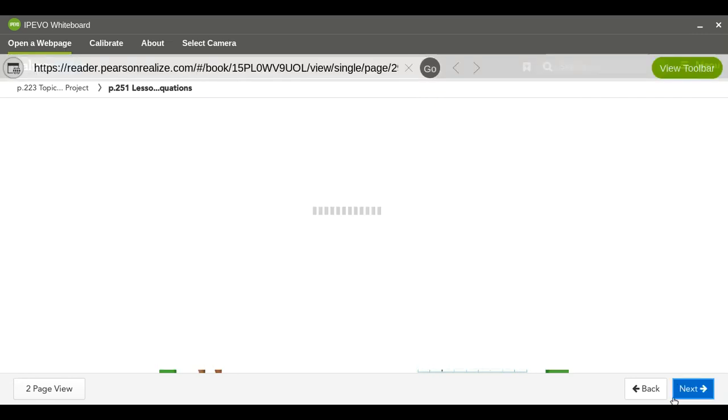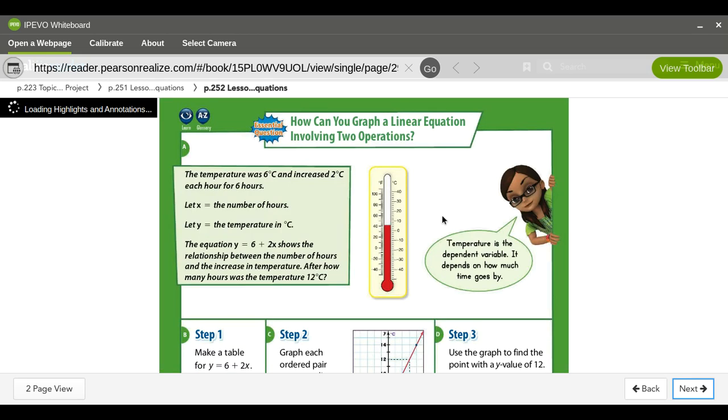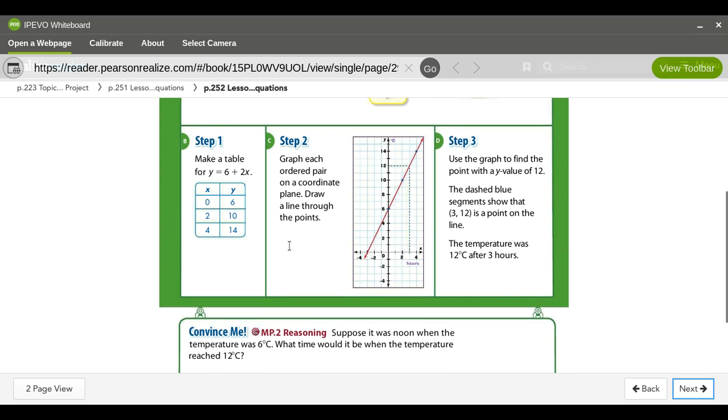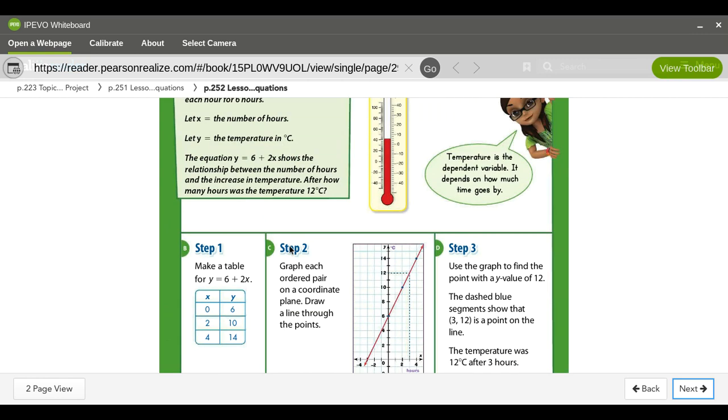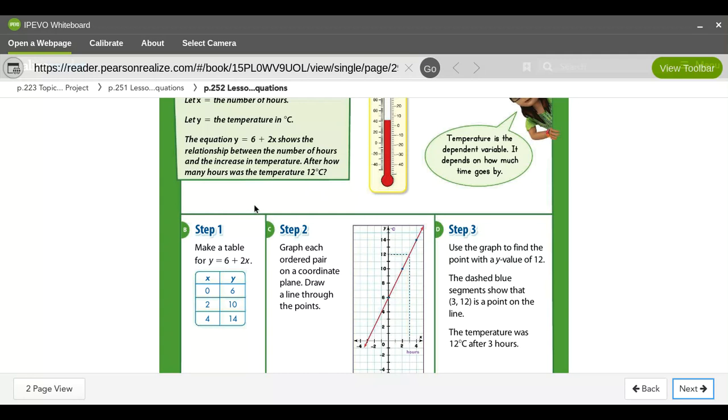Okay, so let's go ahead and head into the next page and take a look at the next one. So the temperature was 6 degrees Celsius and increased 2 degrees Celsius each hour for 6 hours. So x is the number of hours, y is the temperature in degrees Celsius, and then here's my equation. So the first thing that we're going to do is make a table and find a value for right here: after how many hours was the temperature 12 degrees Celsius? The equation y equals 6 plus 2x shows the relationship between the number of hours and the increase in temperature.